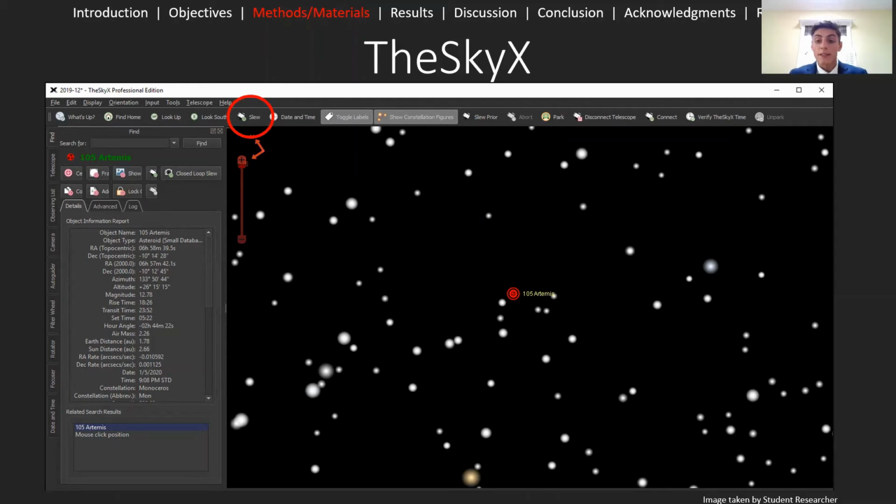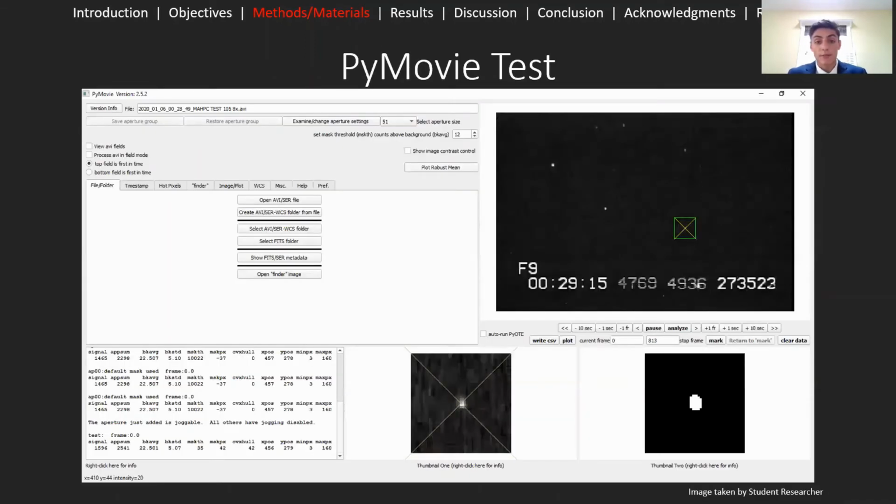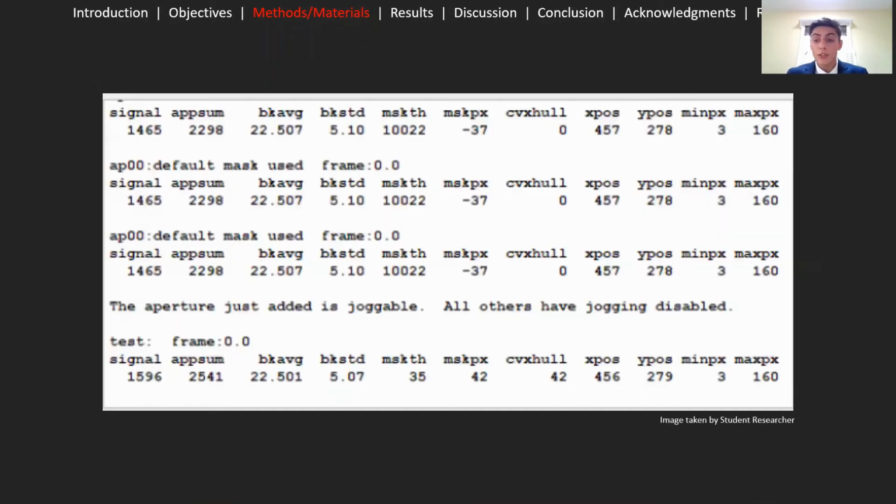Once the asteroid is tracked, I can then move to conducting a PyMovie test, or an exposure test. Now, the important information is seen here at the bottom left of the slide. And taking a closer look at that, I want to point your attention to two main points in this slide: the max pixels and the signal. The max pixels needs to be between 150 and 250 to ensure that the exposure is correct.